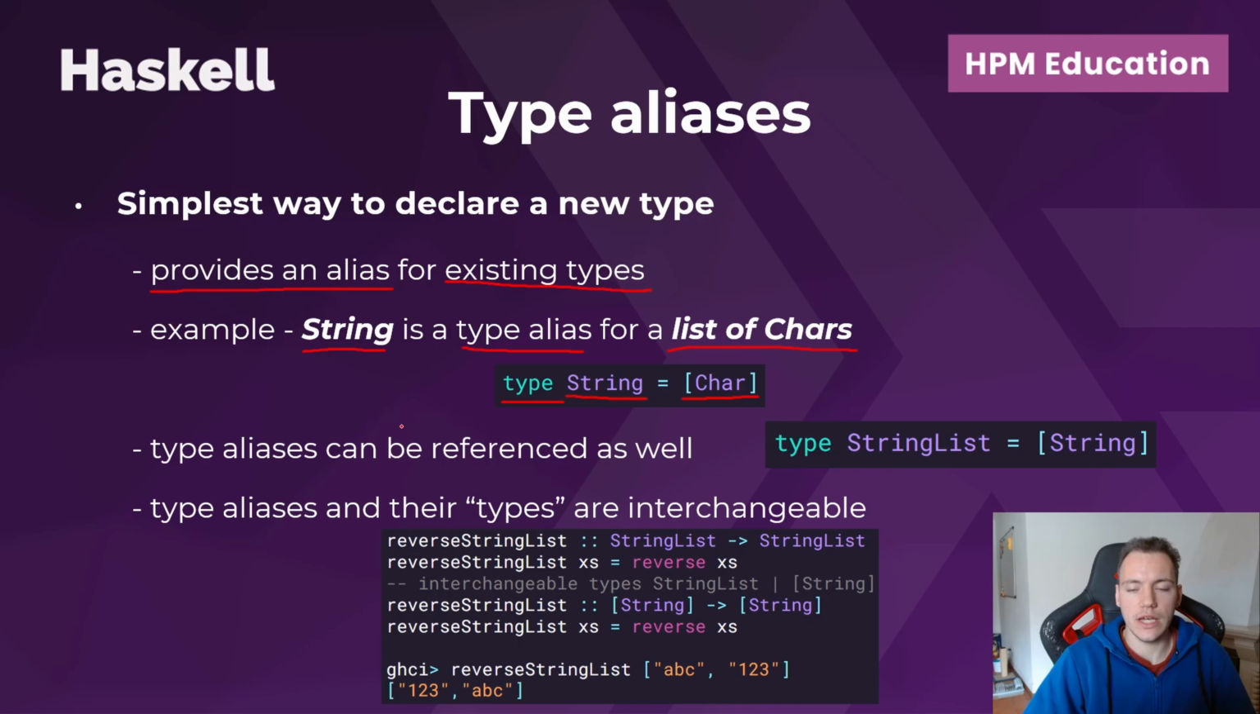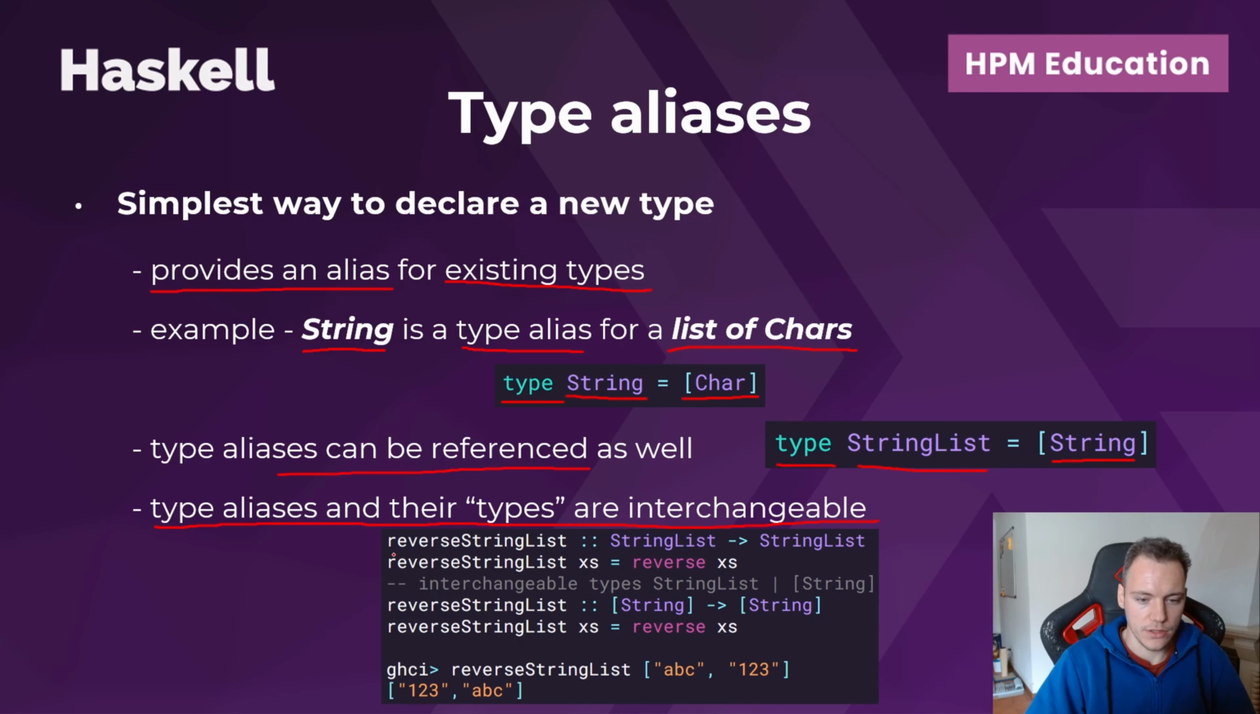In general, type aliases have only a syntactical value. They make types easier to read by using aliases. They don't really define a new type. Type aliases can be referenced, meaning that here, for example, we want to create another type alias for a string list. We can reference the String type alias instead of having to define it as a list of Chars. So we can reference type aliases in new alias definitions, and type aliases and their types are interchangeable. Generally, they're always interchangeable, and this makes sense because they are basically the same thing with just different names.